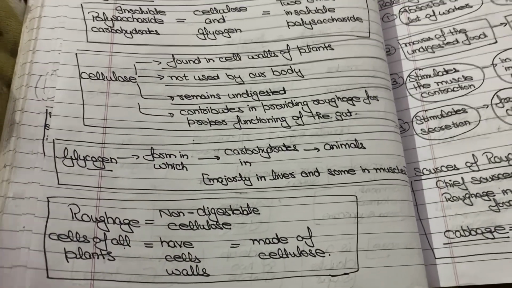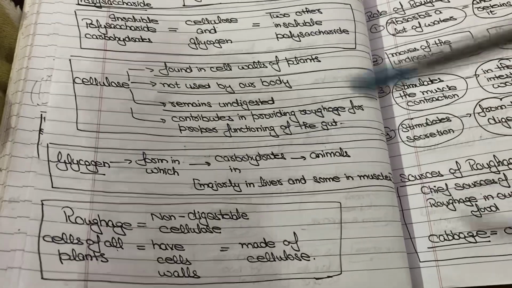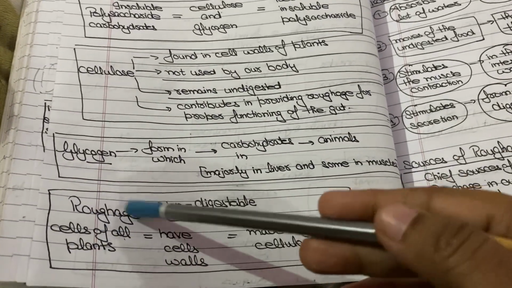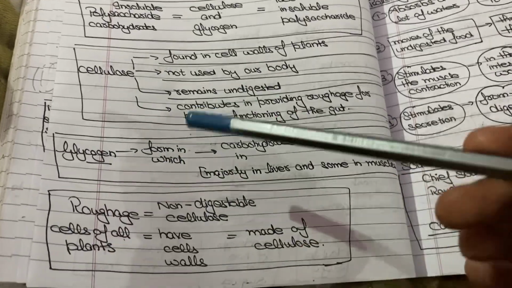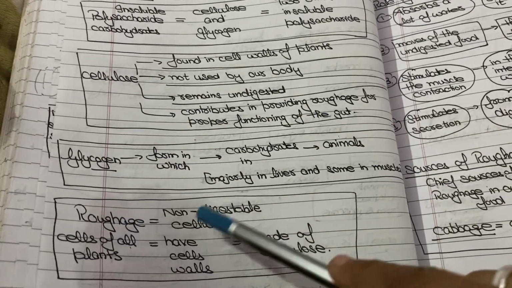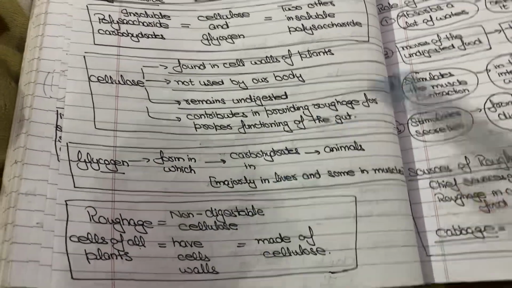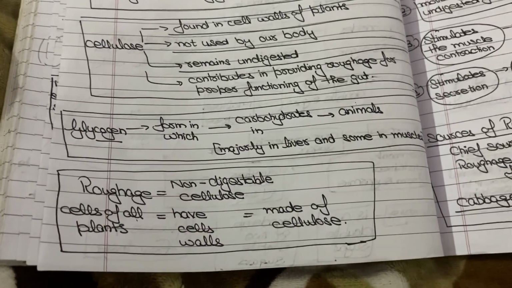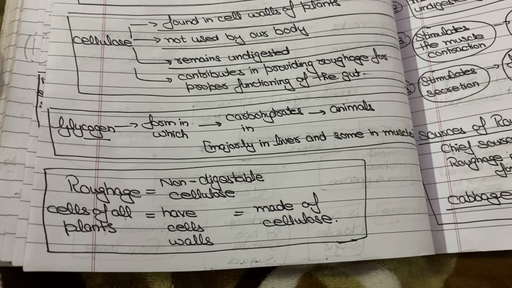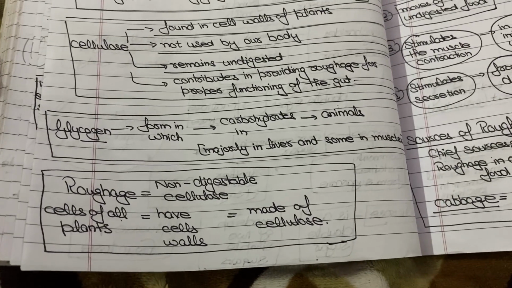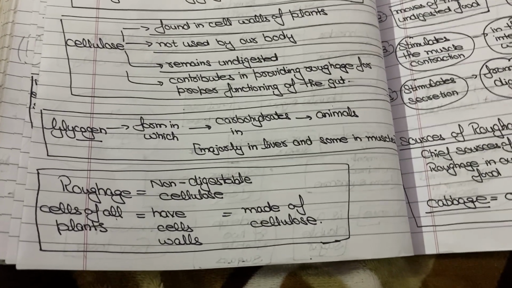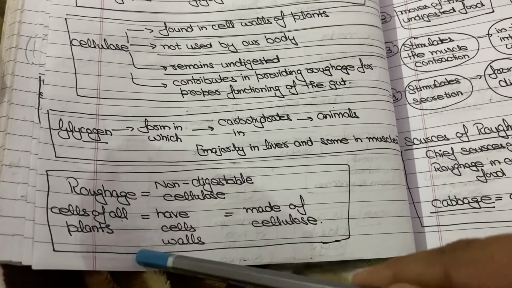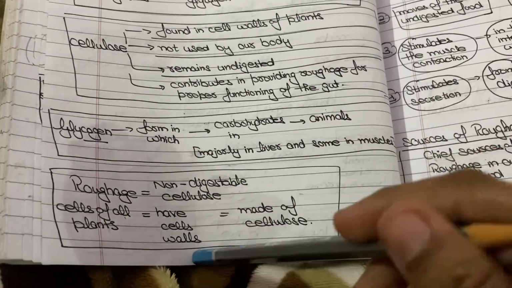What is roughage? I said cellulose provides roughage to our body for the proper functioning of the gut. Roughage is non-digestible cellulose. The cellulose which is non-digestible in our body is known as roughage. Where do we find it? In the cells of all plants.